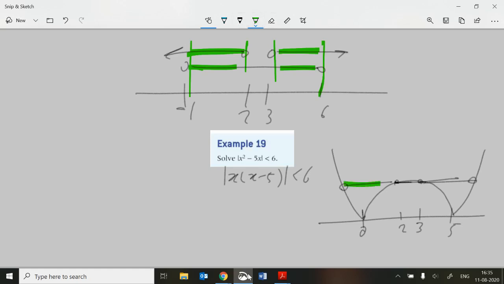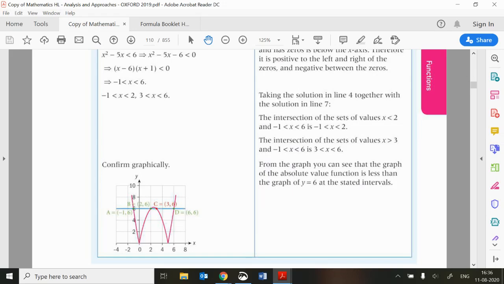This is our height of 6, and this graph here is beneath 6, between here and here, and between here and here. Now you can practice with your GDC and check where the intersections are. You should find that the intersections are at 2 and 3, and maybe the whole numbers on this side and this side, or maybe they're not. So what am I talking about? Of course I know, they're -1 and 6. Yeah, they're saying confirm graphically here as well.